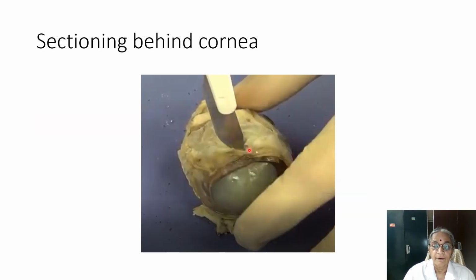The eyeball is kept in its position by the extraocular muscles and the extraocular fat, the adipose tissue. And to maintain its shape, it contains fluid inside, that is the aqueous humor and vitreous humor. Now, if we make a cut around the sclera behind the cornea, all around the eyeball, the aqueous humor will come out.